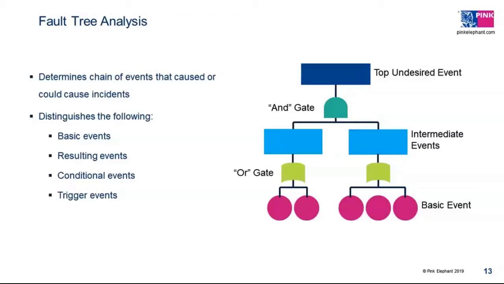Now, you can also use this the opposite direction. You can identify some basic events and say, if this happens, what kind of intermediate conditional, resulting event, trigger event might occur? And you can go the other direction as well. So it's one more technique, again, that forces us to think beyond the obvious and to identify potential causes that we want to investigate further.